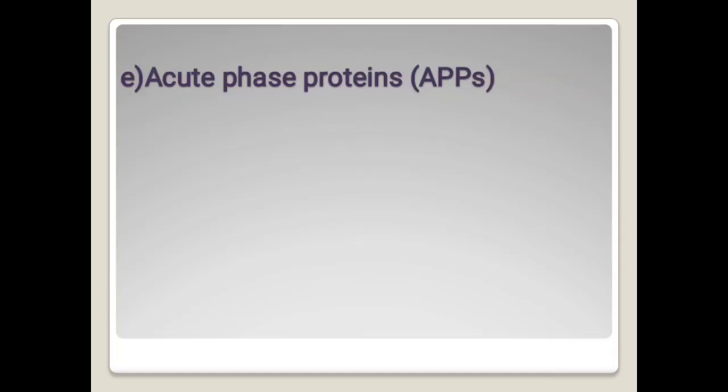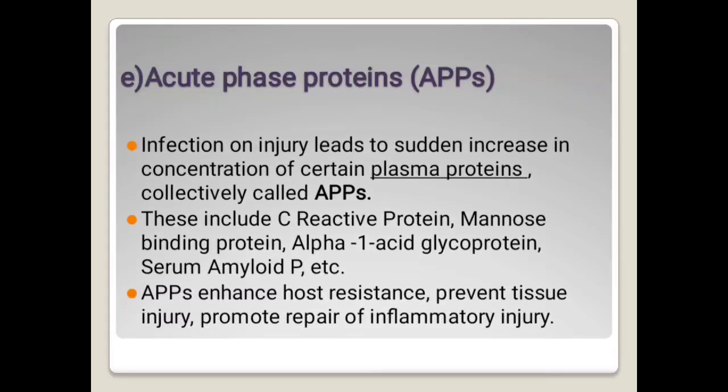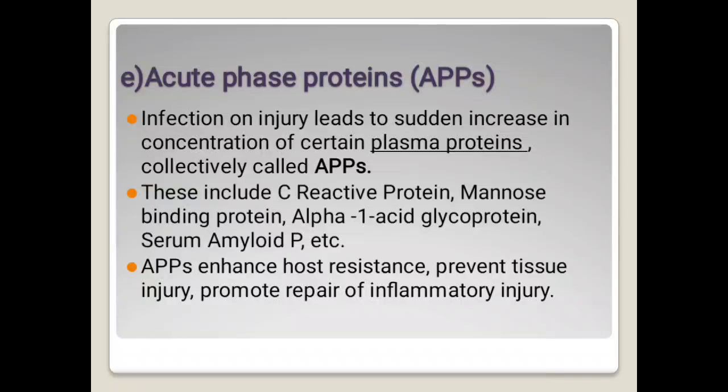Next one is the acute phase protein. They are also known as APPs. Acute phase proteins are those proteins commonly termed plasma proteins. When any type of infection or injury occurs to the body, it leads to a sudden increase in the concentration of plasma proteins, and collectively those proteins are known as APPs, acute phase proteins. Some examples of APPs are C-reactive protein, mannose binding protein, alpha 1 acid glycoprotein, serum amyloid P protein, etc. These proteins enhance host resistance, prevent tissue injury, and promote the repairing mechanism of the body.